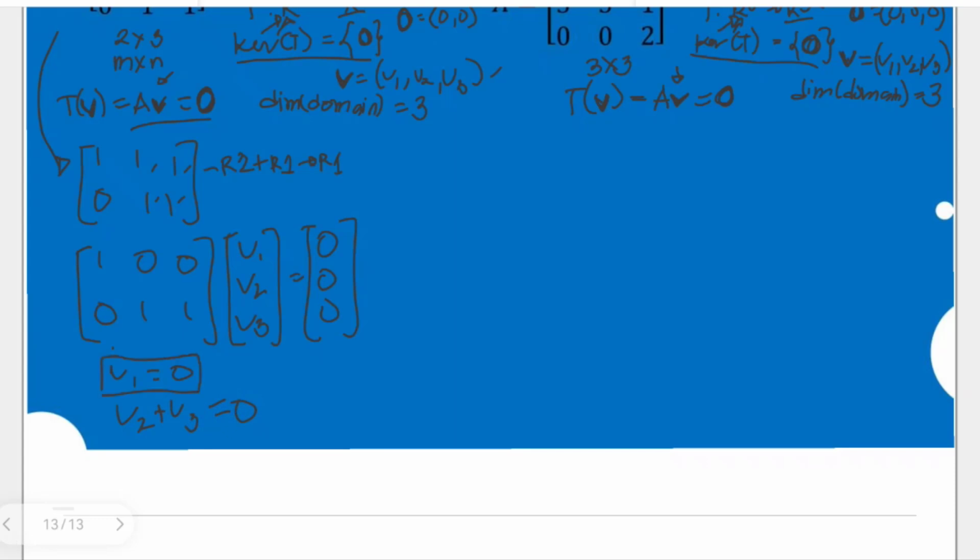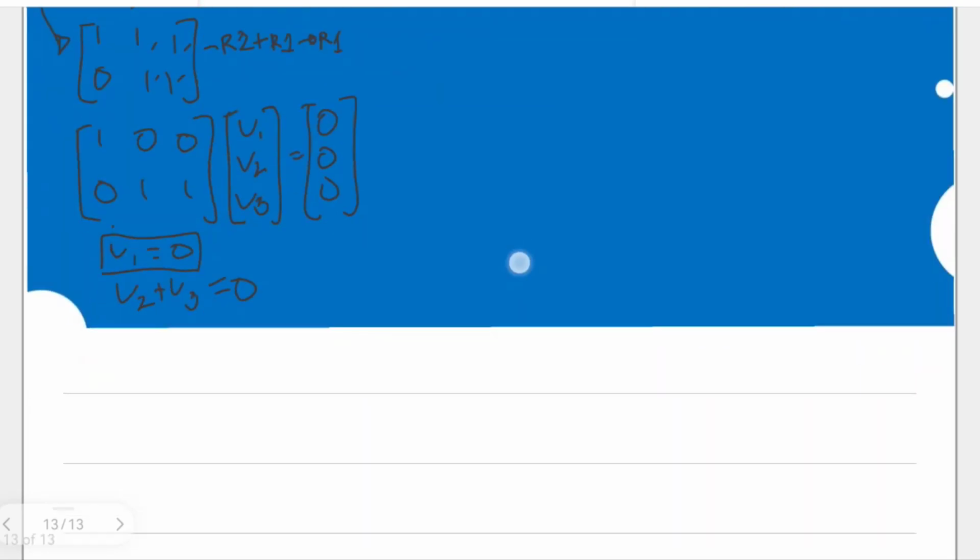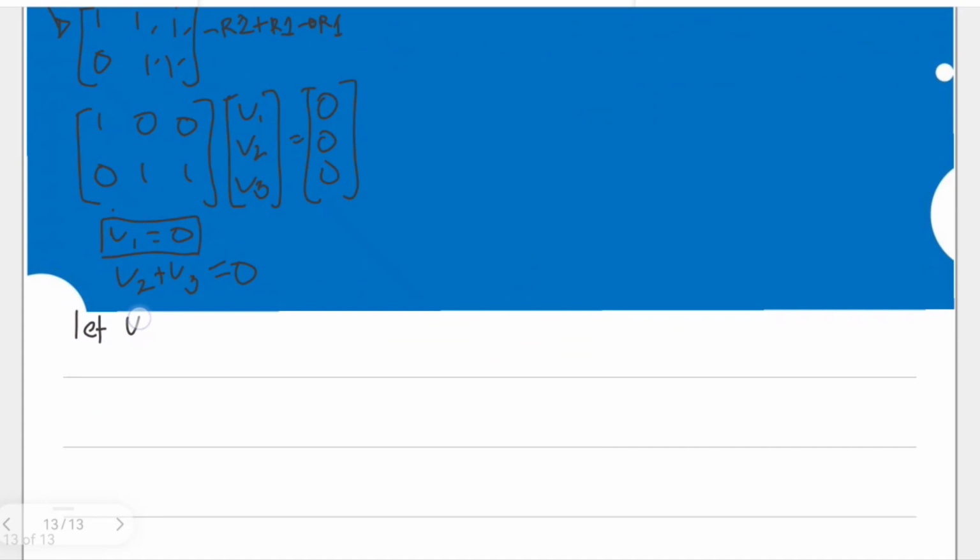We have two variables, v sub 2 and v sub 3, for the second equation. So that means we are going to let v sub 3 be equal to a certain arbitrary constant t, which means v sub 2 plus t equals 0. V sub 2 is negative t. That would mean your vector here is expressed in this manner. You will have 0, negative t, and t.